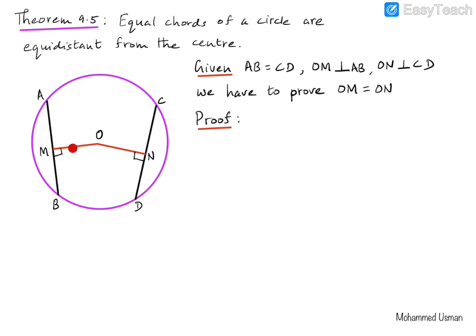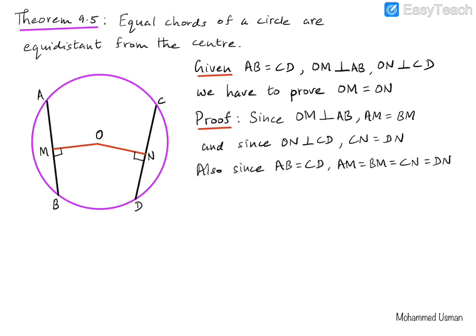So OM is perpendicular to AB, and similarly ON is perpendicular to CD. This is given to us, and we have to prove that the lines OM and ON are equal. That means the distances of the chords from the center are equal. Since the chords are equal in length, their distances from the center of the circle are also equal. So that is what we have to prove.